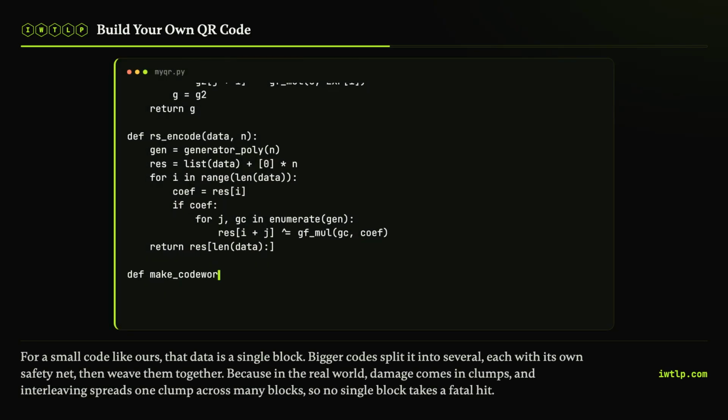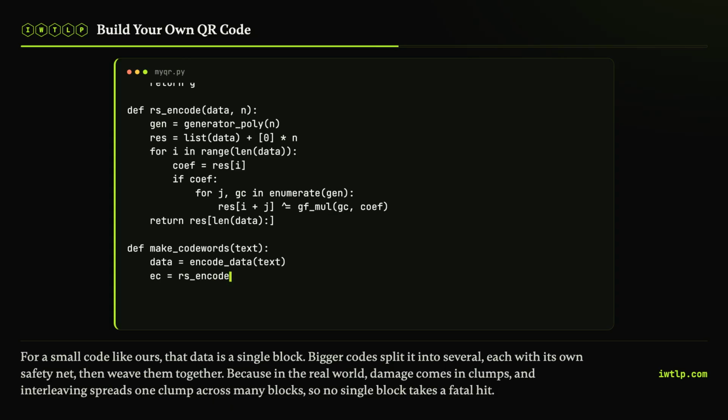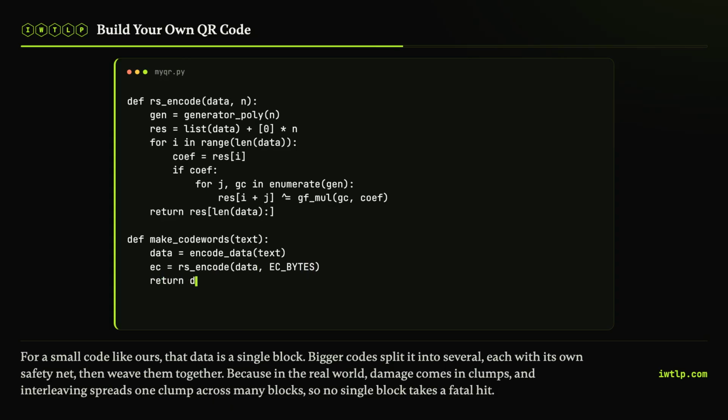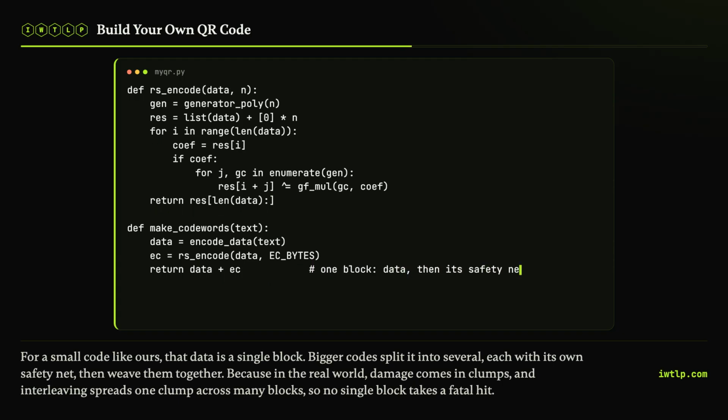For a small code like ours, that data is a single block. Bigger codes split it into several, each with its own safety net, then weave them together. Because in the real world, damage comes in clumps, and interleaving spreads one clump across many blocks, so no single block takes a fatal hit.